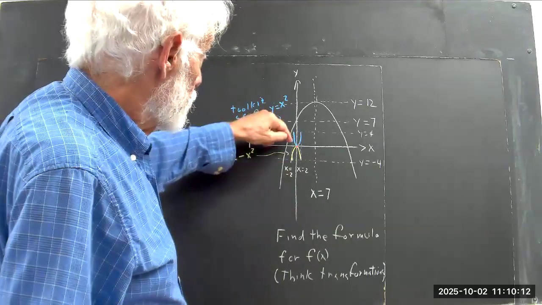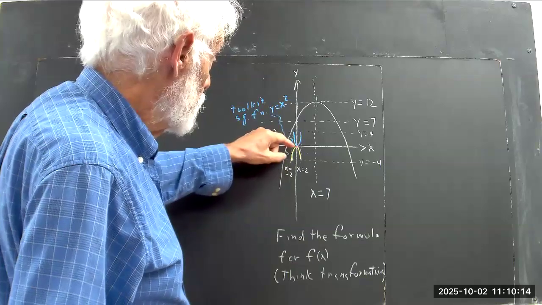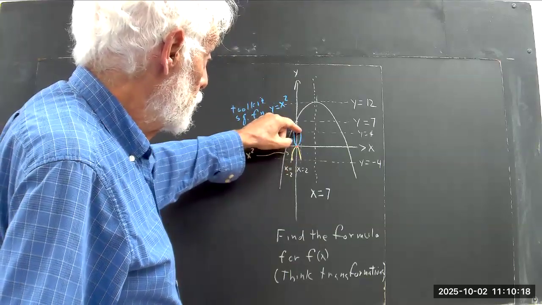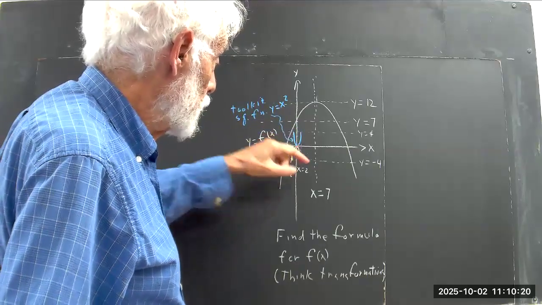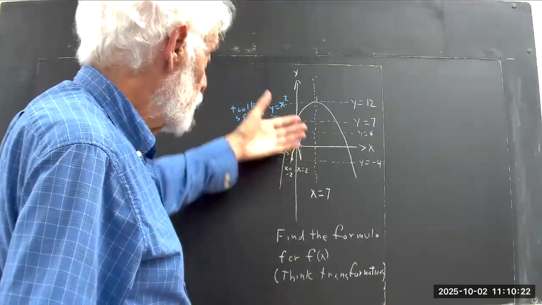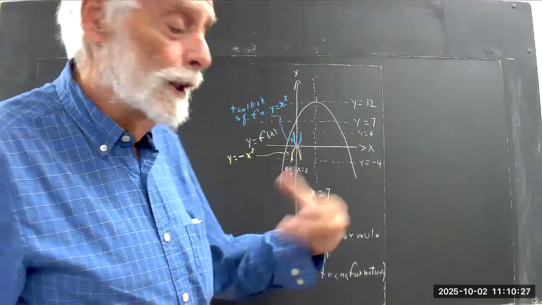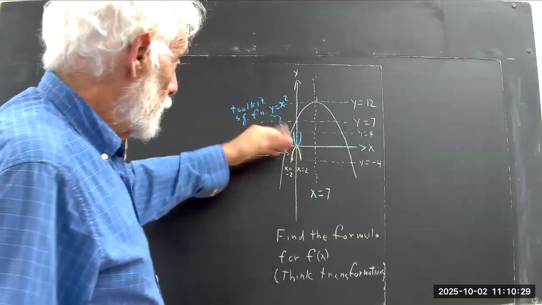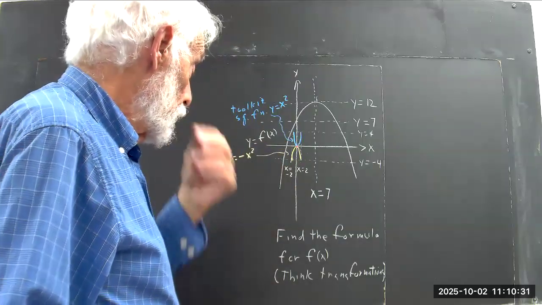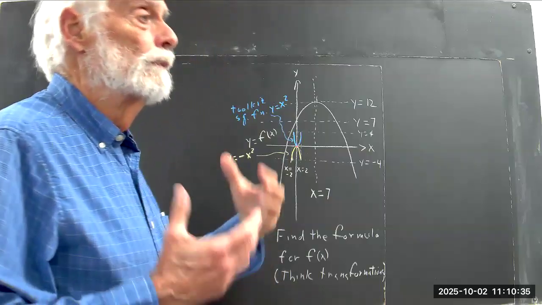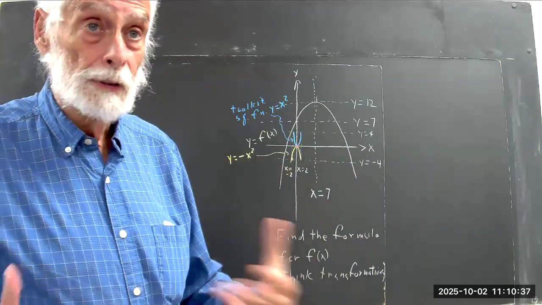So the point -2, 4 will become the point -2, -4. +2, 4 will become +2, -4. And all the other points will become the negative of what they are. And that's going to have the effect of flipping the graph across the x-axis, or reflecting across the x-axis. That's a reflection.